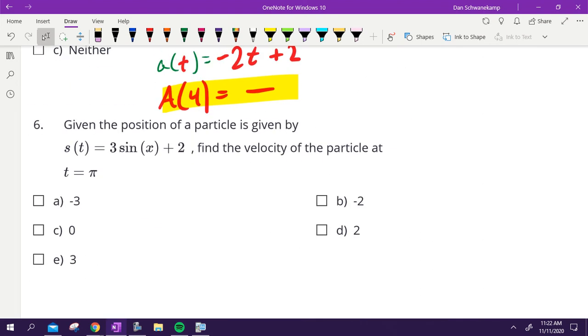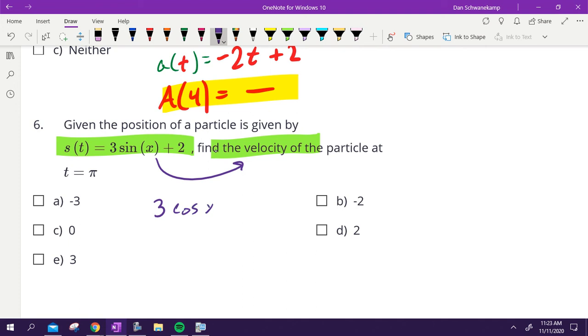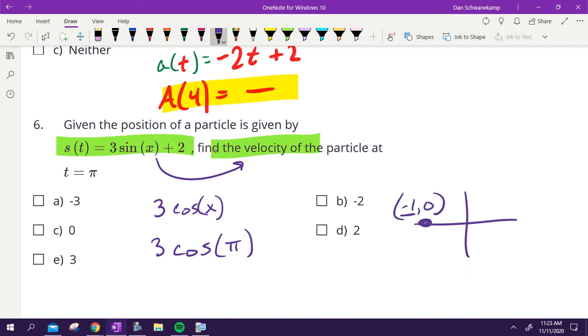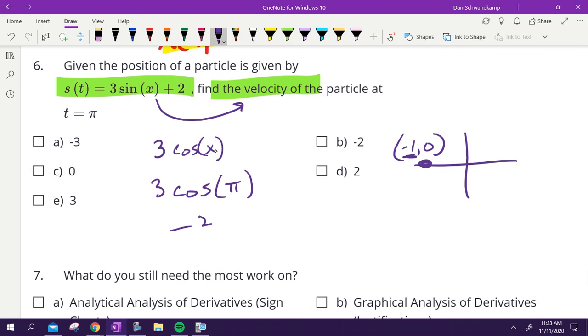Last one. They gave me a position equation. Now I want to talk about velocity. What do I need to do with a position equation to talk about velocity? Derivative. The derivative of 3, 3 is a constant, so it hangs out. The derivative of sine is cosine. The derivative of 2 goes away. All I got to do is plug in pi. Cosine at pi. Here's a unit circle. There is pi. It's the ordered pair negative 1, 0. Cosine is the x value. My answer is negative 3.